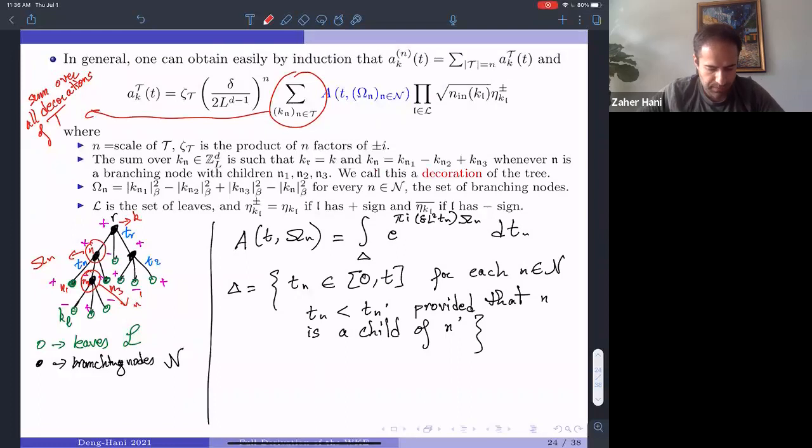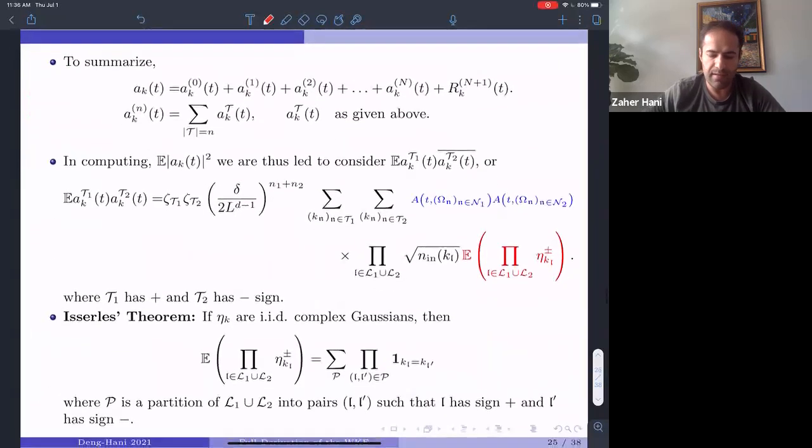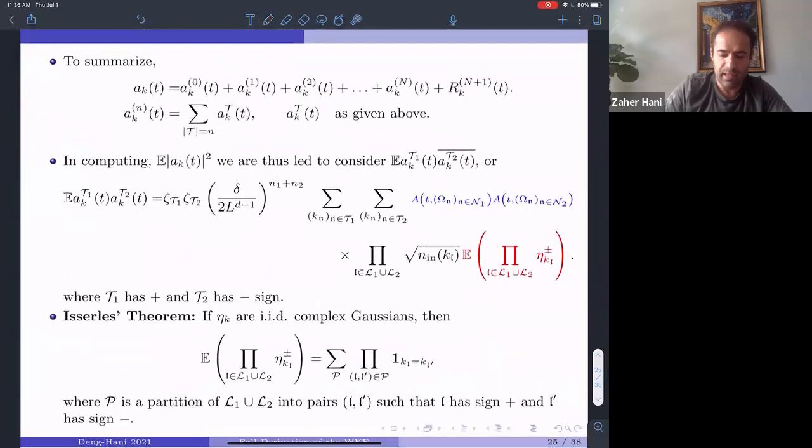All right, so I hope this clarified things a little bit. These are the kind of iterates that we are dealing with. So to summarize, we have the following. The solution is the sum of the 0th iterate, first iterate, up to the nth iterate. The nth iterate is the sum over trees of scale n of the expression that is given above. So now we start on computing the expected value of a_k squared.